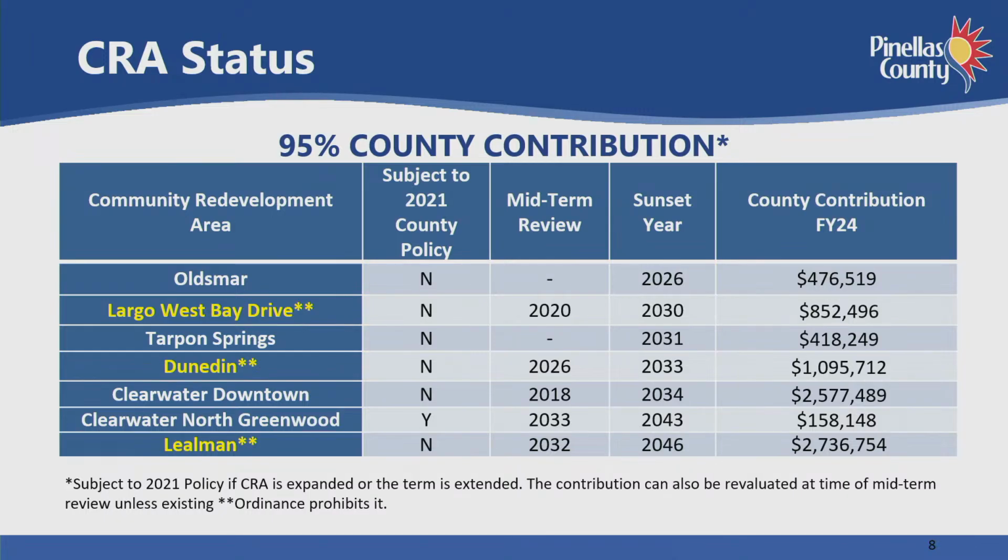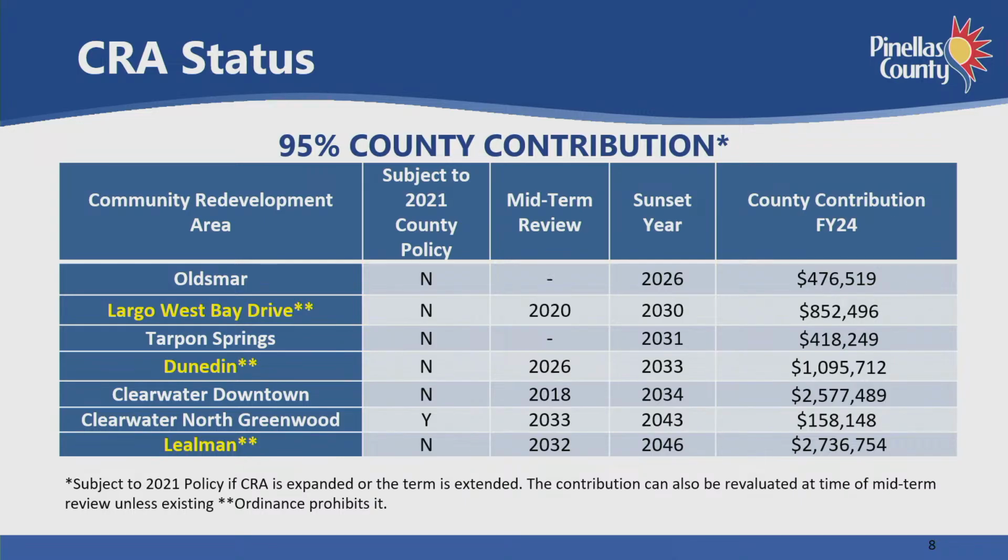While those don't sunset until 2043 and 2046 respectively, you can see that there's a midterm review scheduled for the early 2030s where it would come back. We'd have to evaluate their progress. We'd have to understand how county funds had been spent to date, what successes have occurred, and there is the potential opportunity to adjust the TIF at that point if we feel that that level of contribution is no longer appropriate.